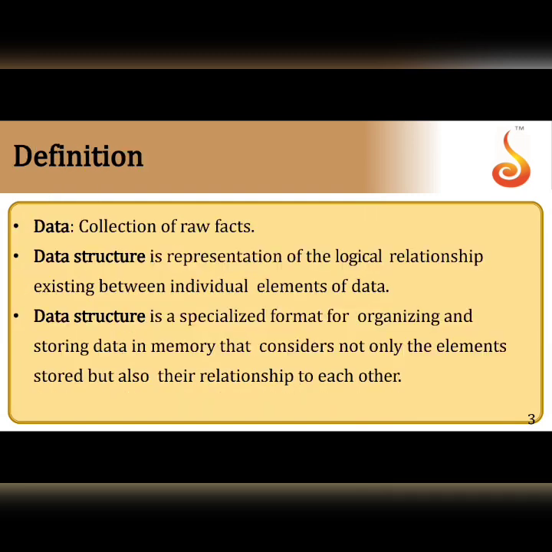Next, let's start with basic definitions. So what is data? Collection of raw facts. It is just facts, and it may not be meaningful. Information is data in a meaningful form. So data is just a collection of raw facts.